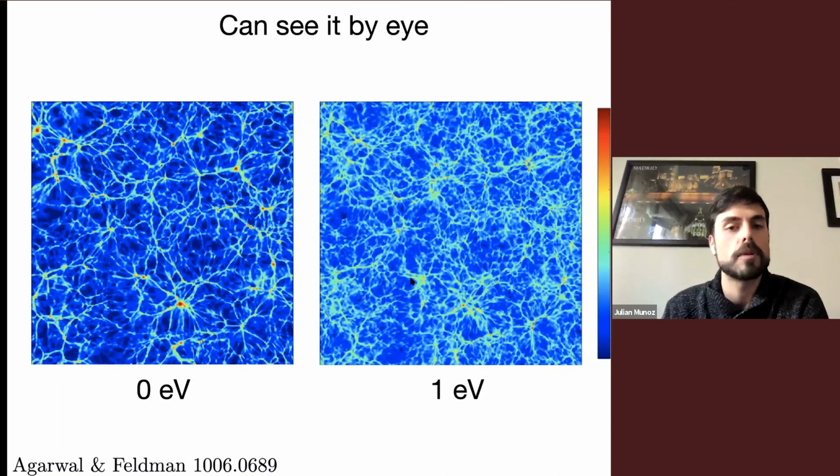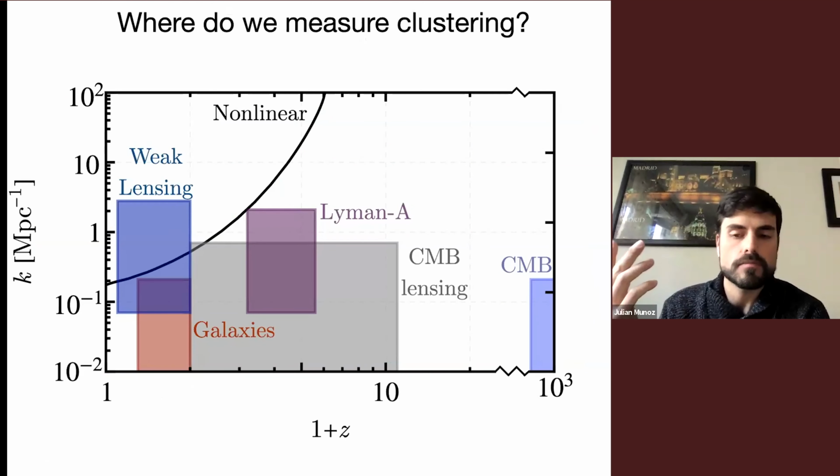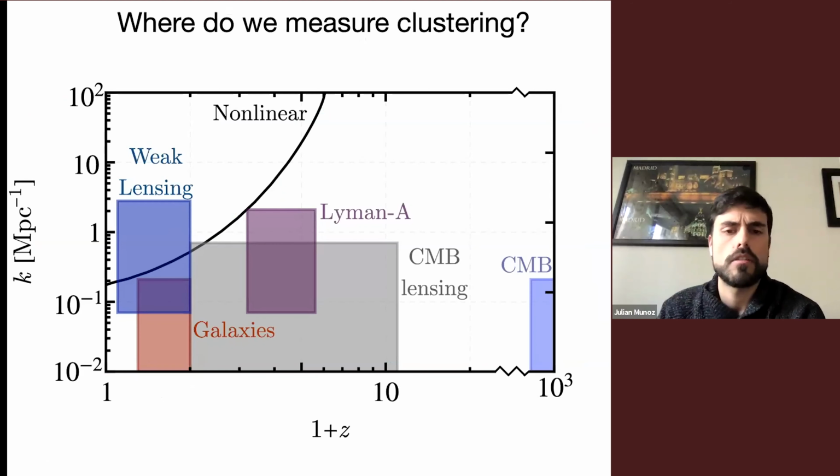Of course, we don't rely on seeing things by eye. We do careful perturbation theory, we model these things, and we look for them in data. So you can ask, which probes do we use to measure clustering? And this is a cartoon of a non-full, but relevant, collection of probes that measure the clustering of matter at different scales on the y-axis and different redshifts on the x-axis.